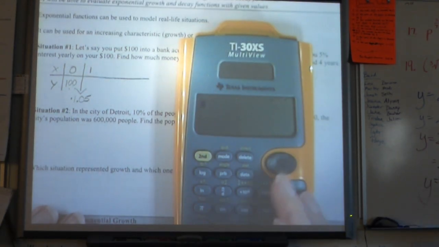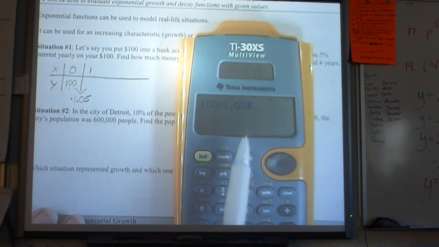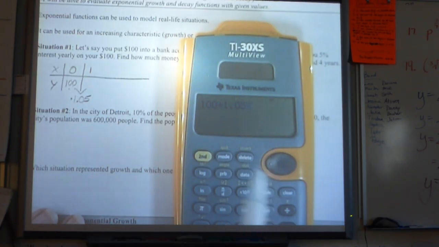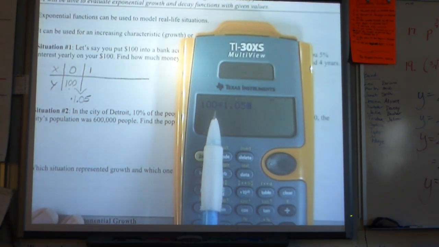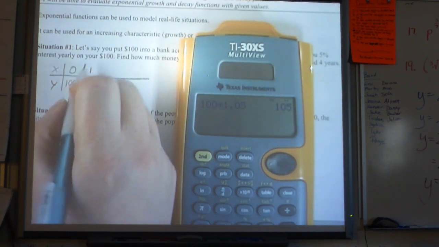Well, if I want to put that in my calculator, it's 100 times 1, that's the whole $100, plus 0.05, because 5% is written as 5/100ths, or 0.05. So I take my $100, I'm going to get all that, so that's times 1, that's itself, and then an additional 5%, so it's times 1.05. So I'll have $105 after a year.